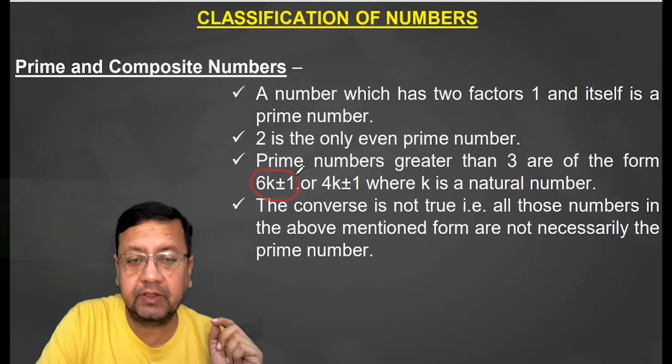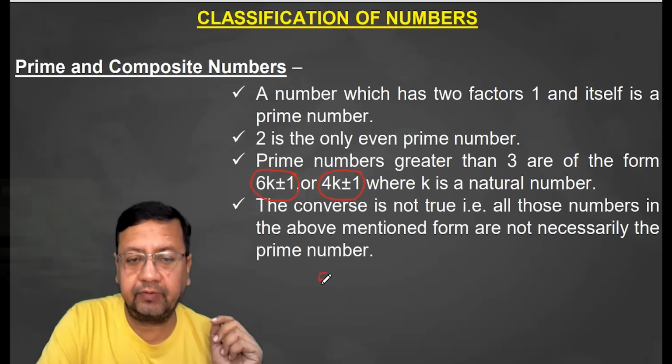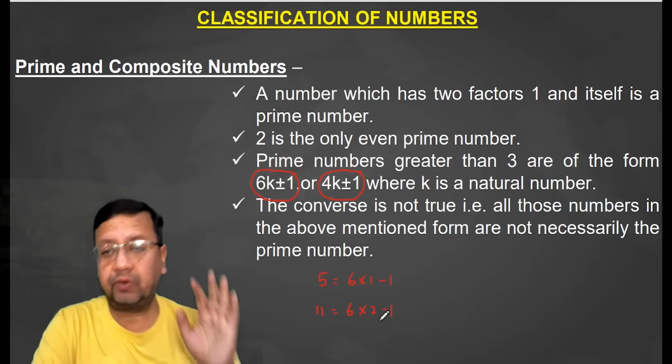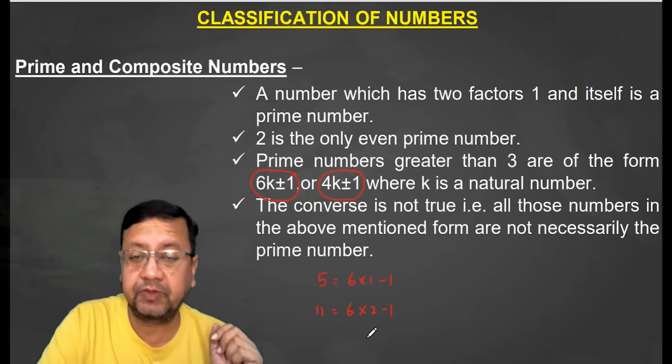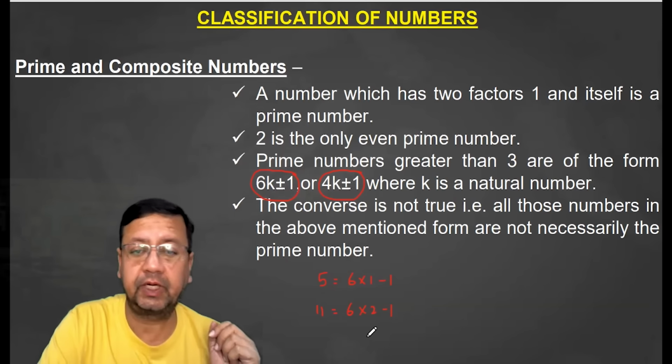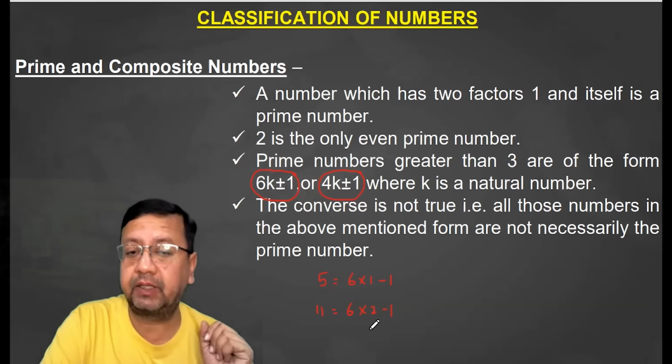6k plus minus 1, or I can write them as 4k plus minus 1, right? Take the example of 5. So 5, you can write what? 6 into 1 minus 1, right? If you want to write 11, 11 is what? 6 into 2 minus 1. So all the prime numbers except 2 and 3 can be written in the form of 6k plus minus 1 or 4k plus minus 1. Right? But the reverse of this statement is not true.